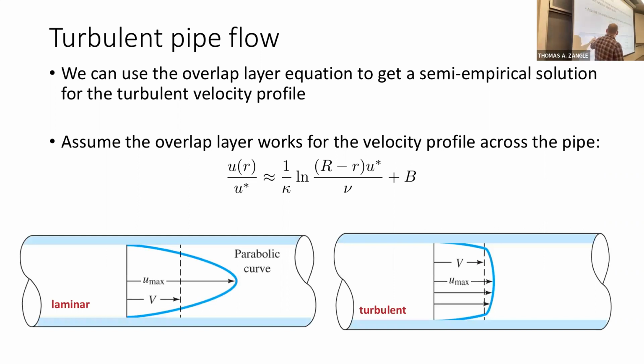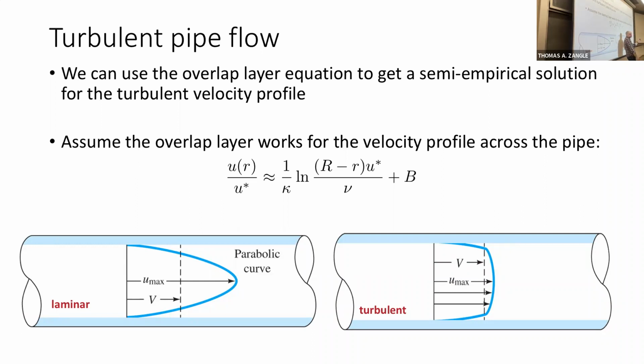Remember our laminar flow, we ended up with a parabolic curve. So for flow in a pipe, we have parabolic flow, very similar to what we had for pressure driven flow between two flat plates, where we've got a parabola as well. In turbulent flow, this form of velocity profile predicts something like this, which is indeed what we see experimentally, right?